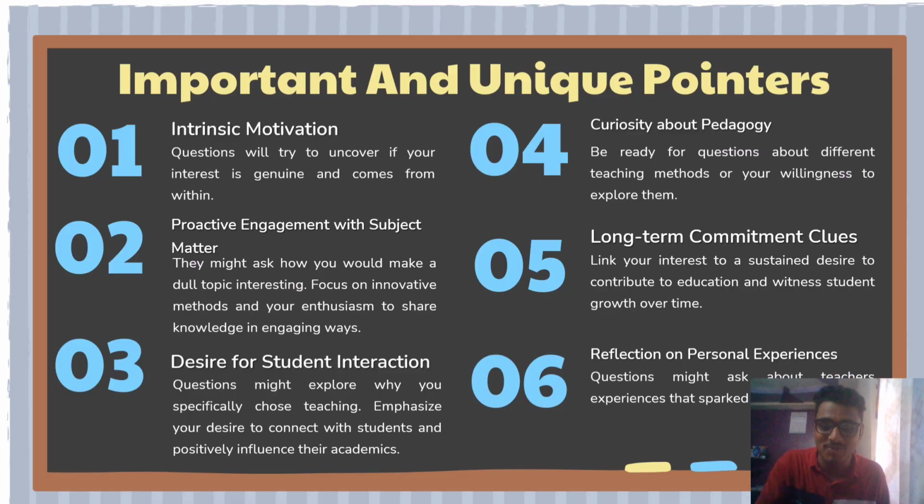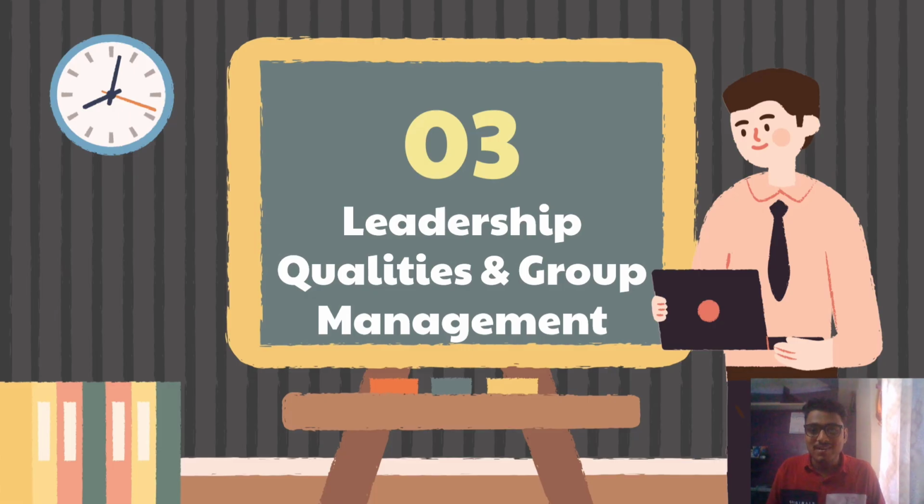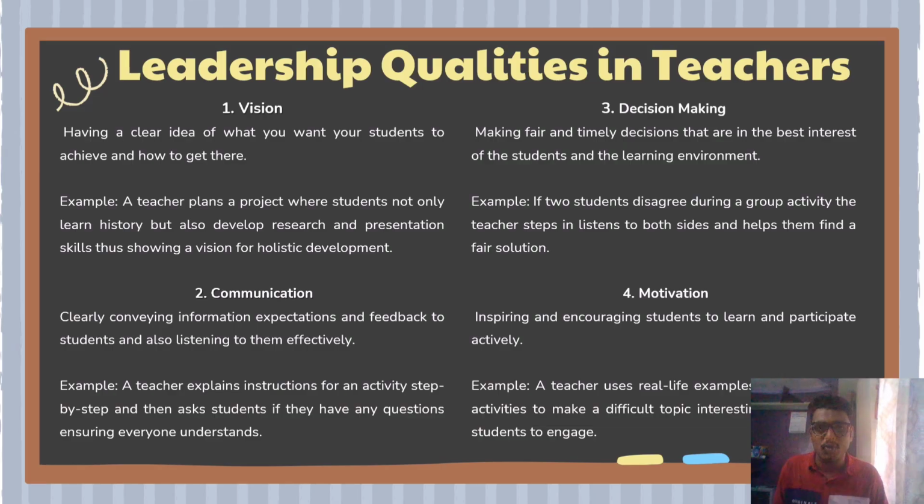The next one, another important aspect, is leadership qualities and group management. So what are the qualities a teacher must possess? First is the vision. A teacher must have a clear idea of what they want their students to achieve in life. Second is communication. It is very important that you communicate well with your students. You get a feedback from them. What is communication? It's a two-way communication where you are giving a stimulus and you're getting a response. The response is called a feedback.